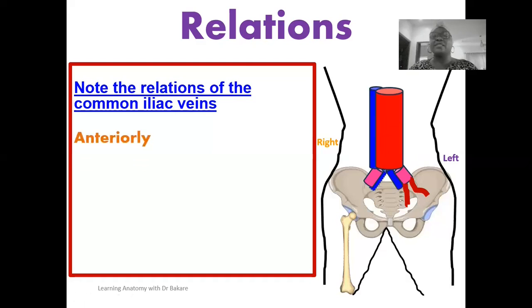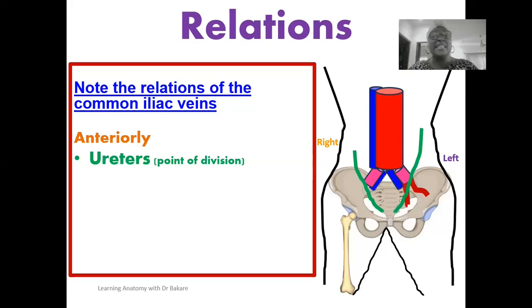So let's drive further to see the structures that are located anteriorly. Anteriorly, we have the ureter. The ureter is highlighted here in green, and it is positioned anteriorly over the common iliac artery. You have this presentation here on this side, and you also have it on the other side.